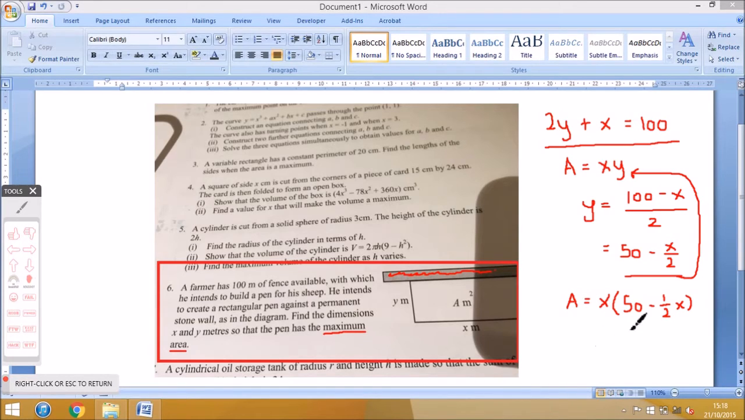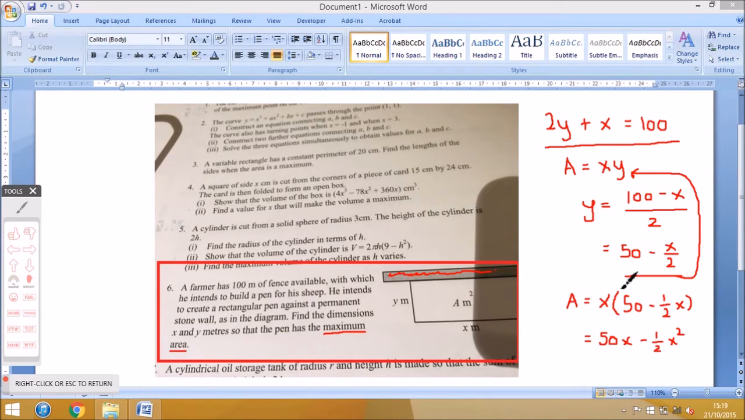Okay, so before we differentiate, what we want to do is expand this out, just multiplying the term on the outside by each term on the inside. What we'll get is 50 times x, which is 50x, and then we have x multiplied by minus a half x, which gives you minus a half, and an x times an x gives you x squared.